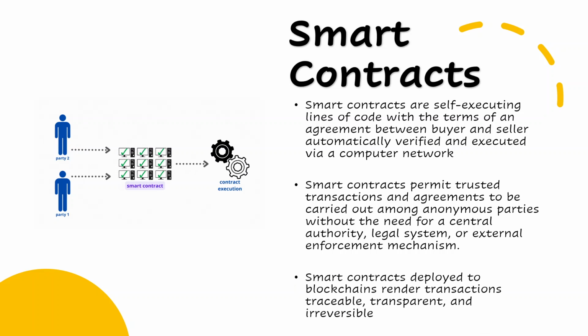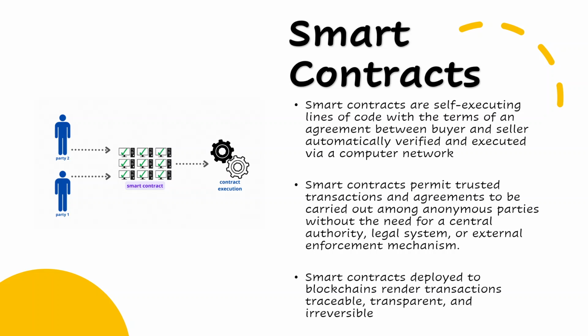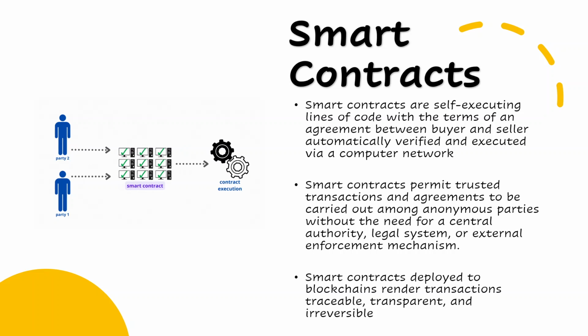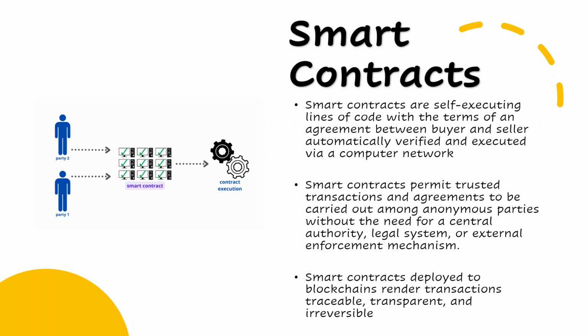Smart contracts deployed to blockchain render transactions traceable, transparent, and irreversible. So these smart contracts are deployed on the blockchain, and whatever transactions happen over there are traceable, transparent, and irreversible. Also, once a smart contract gets deployed on a blockchain, that also becomes irreversible. So if that contract has any kind of bug, then you will have to introduce a new contract and tell all the users to refer to the new contract rather than using the old contract. So that's how smart contracts are irreversible.